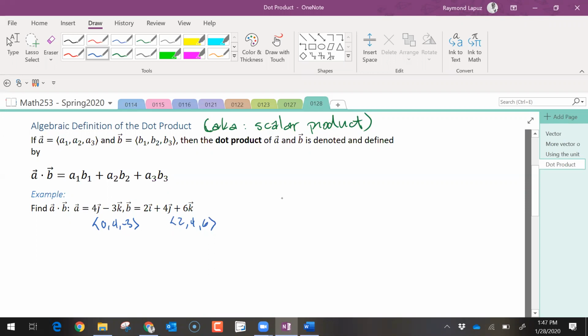So the dot product A dotted with B is equal to 0 times 2 plus 4 times 4 plus negative 3 times 6. And that would result in a scalar. I think this is, what is it, 16 minus 18, negative 2. So it's a number.